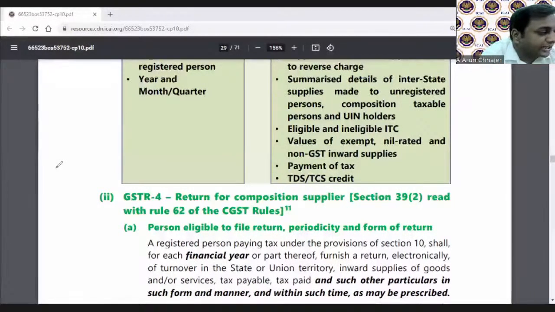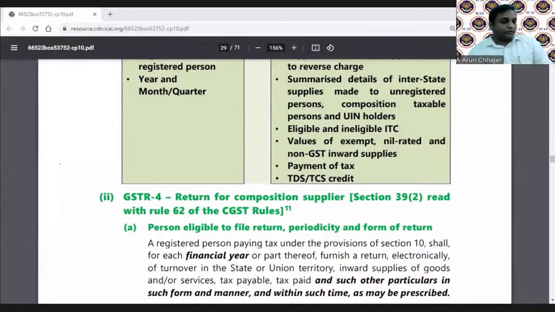What is UIN? Unique identity number. We have discussed the same in the registration chapter. So foreign embassies, consulates, United Nations organization, these would be allocated UIN. Basically the purpose is the refund, so that they can apply for refund.